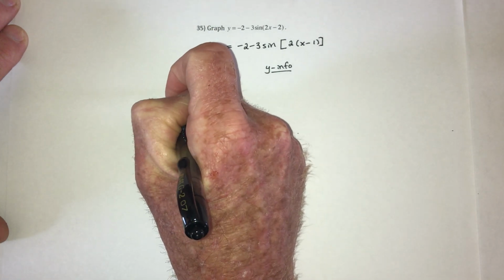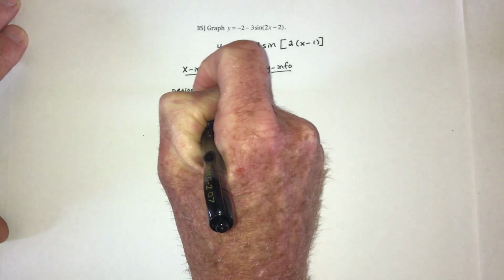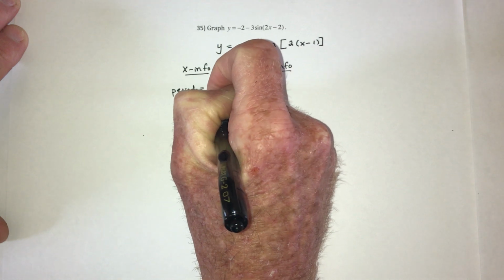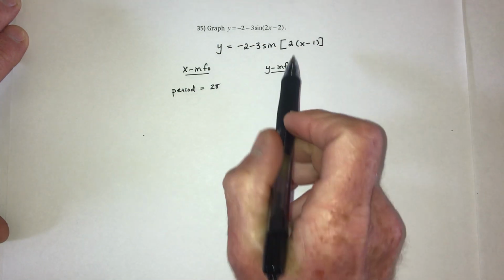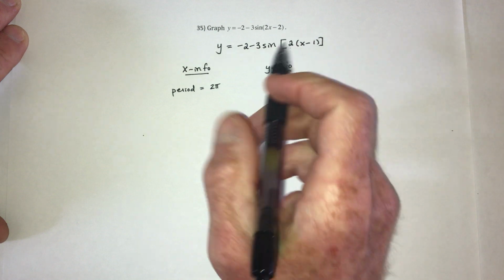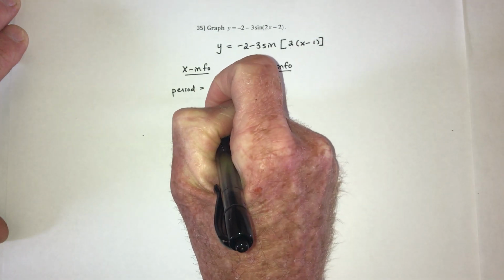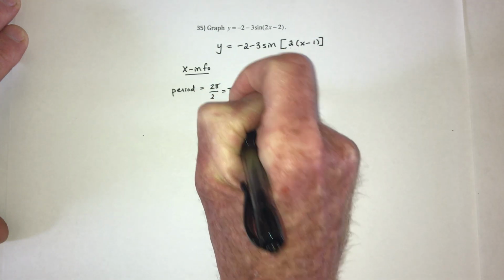So x information would be, first of all, the period. So for sine, the period is 2 pi. And then because of this 2 right here, it's going to get divided by 2. So that will be pi.